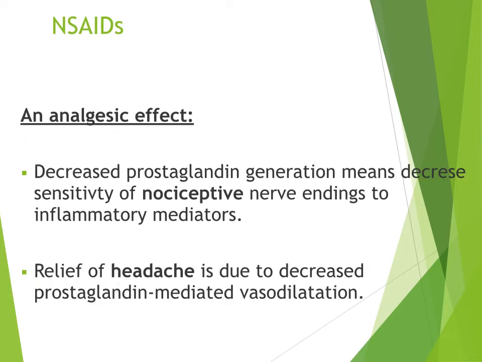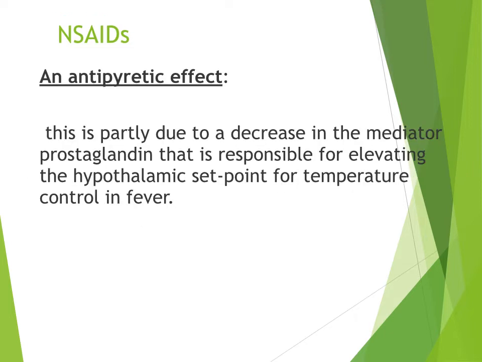The analgesic effect happens because we have a decrease in prostaglandin generation. Thus, this means a decrease in the sensitivity of the nociceptive nerve endings to inflammatory mediators. Additionally, these drugs can relieve headache because they decrease the prostaglandin-mediated vasodilation in the brain or in the head. Their antipyretic effect is mainly due to a decrease in the mediator production, again the prostaglandin. This prostaglandin is responsible for elevating the hypothalamic set point for temperature control in fever.